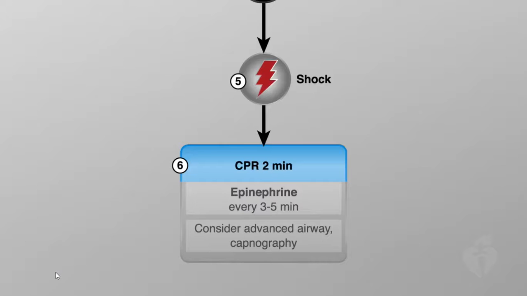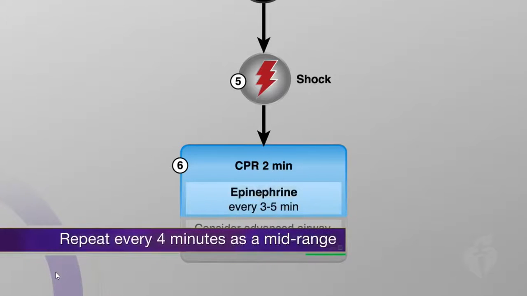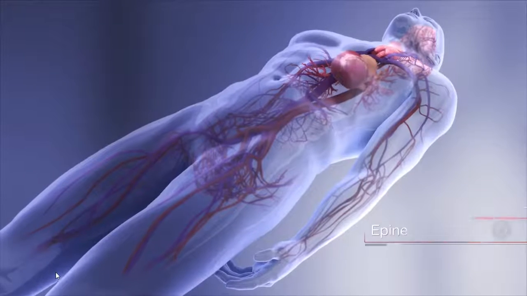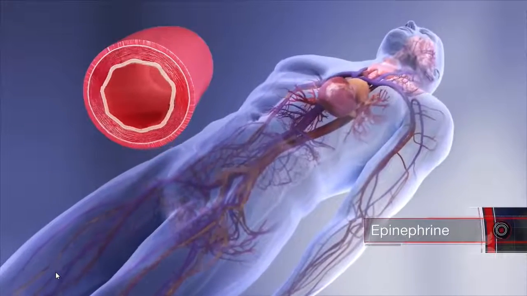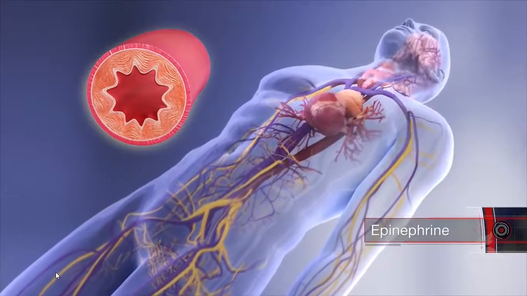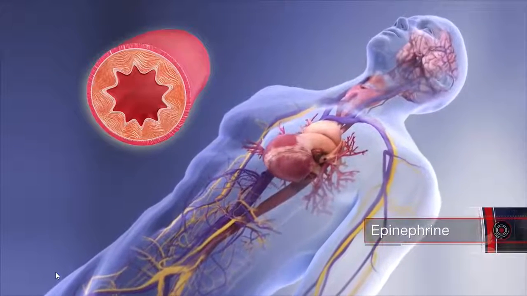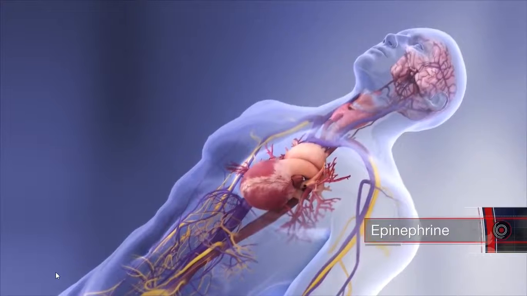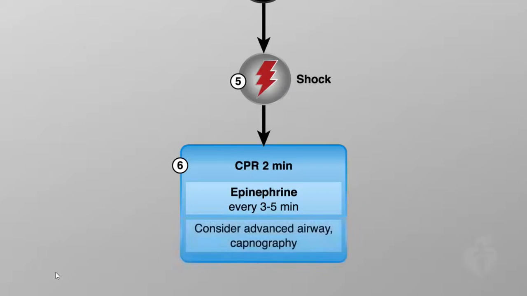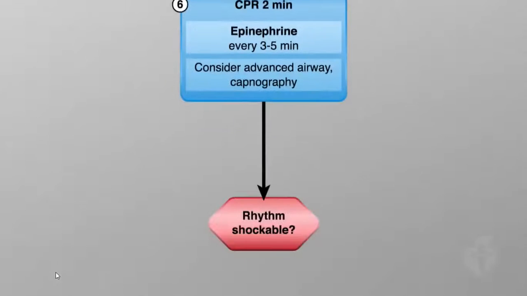When IV or IO access is available, give 1 milligram of epinephrine during CPR after the second shock has been delivered. Repeat epinephrine administration every 3 to 5 minutes, or every 4 minutes as a mid-range, which corresponds to every other rhythm check. During resuscitation, epinephrine acts as a vasoconstrictor, which increases cerebral and coronary blood flow. Epinephrine does this by increasing mean arterial pressure and aortic diastolic pressure, which improves perfusion pressure to the brain and heart. After 2 minutes of CPR, conduct a rhythm check, being careful to minimize interruptions in chest compressions.